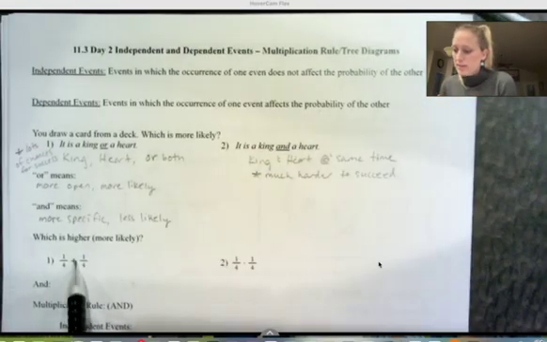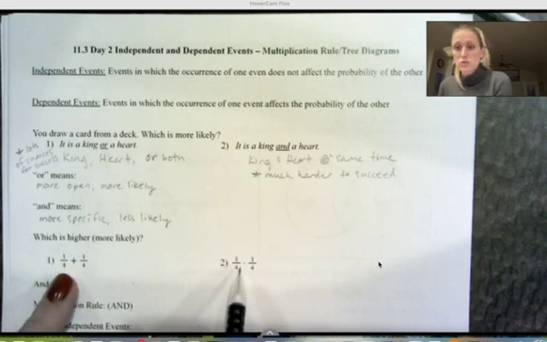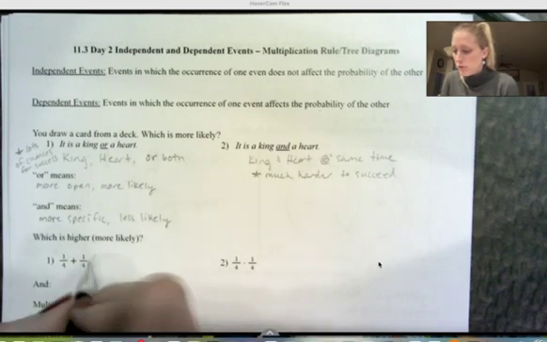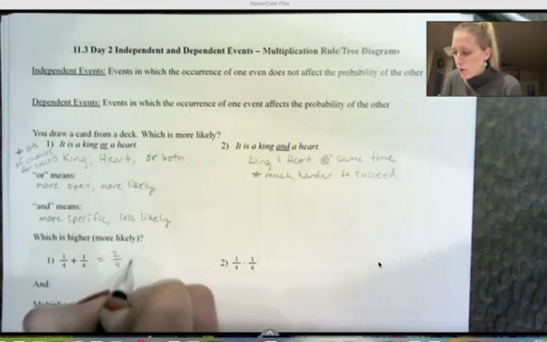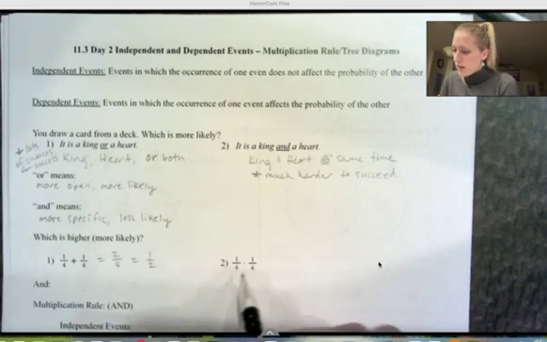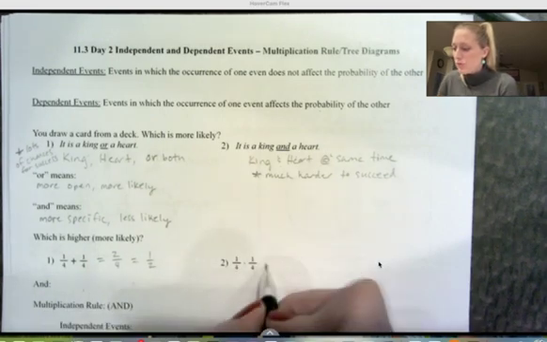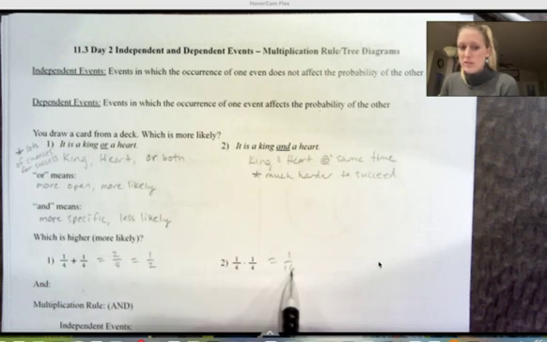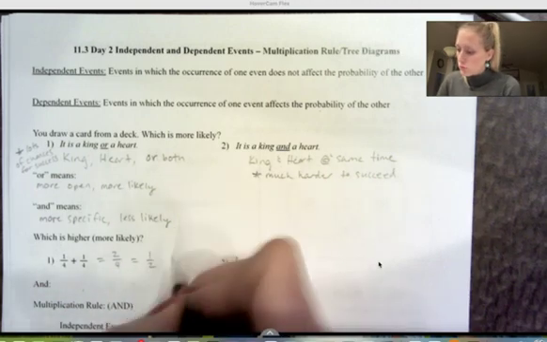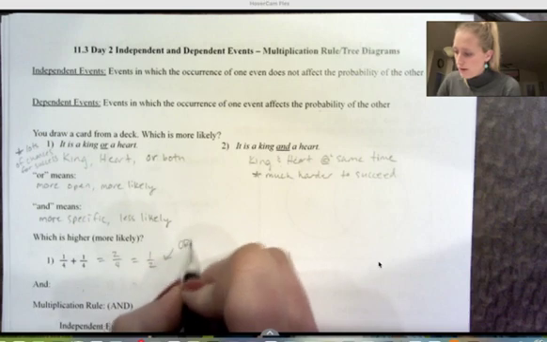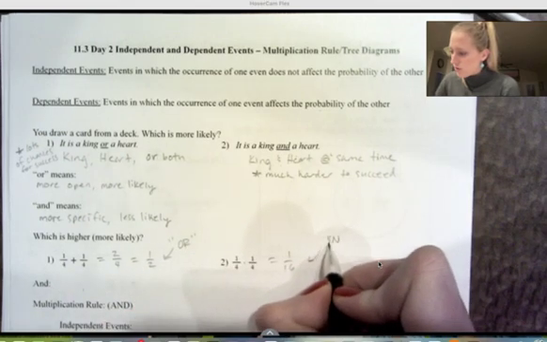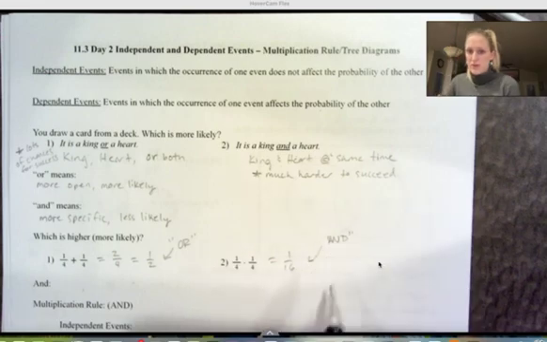So let's look at this. We did the addition rule in our last video. So which one is more likely? Let's just calculate these. If I were to do a fourth plus a fourth, I would get 2/4 or 1/2. If I were to calculate 1/4 times 1/4, I would get 1/16. 1/2 is way more likely than 1/16. So this goes with "or," and this goes with "and," because it is way less likely.